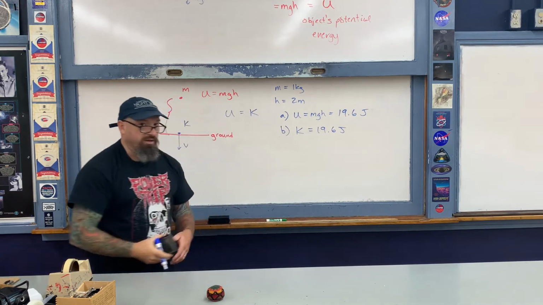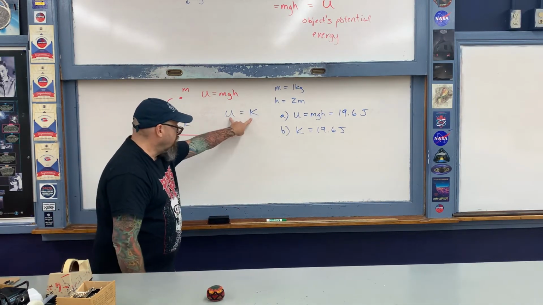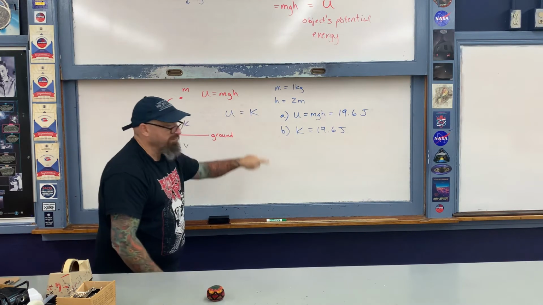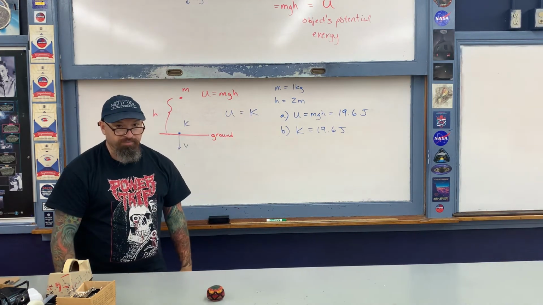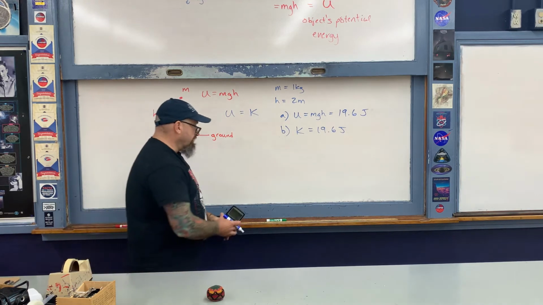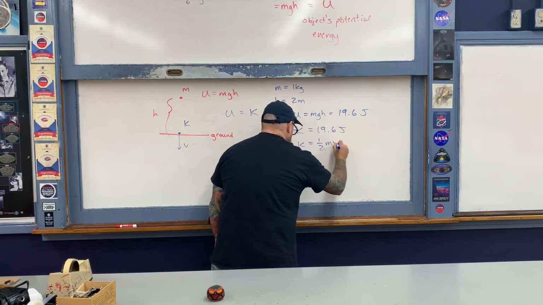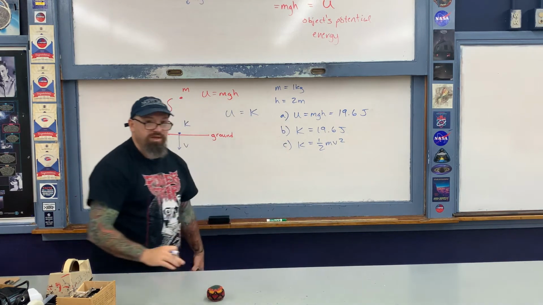So what I'm illustrating here in parts A and B of the problem is that one form of energy on the left-hand side of the expression becomes another form of energy on the right-hand side of the expression. And then lastly, for part C of the problem, let's use the formula for kinetic energy, that is this expression here, to find the speed V of the object.